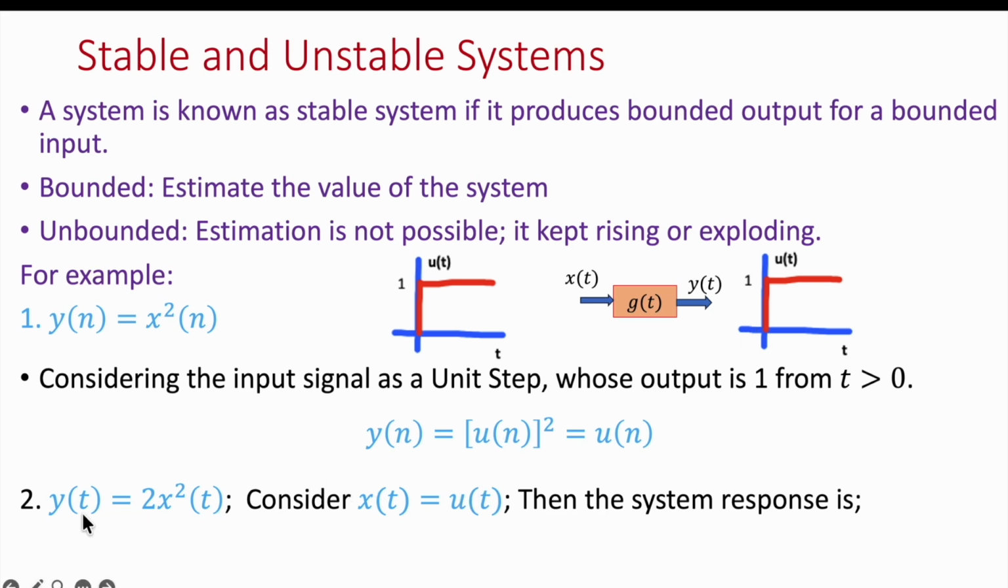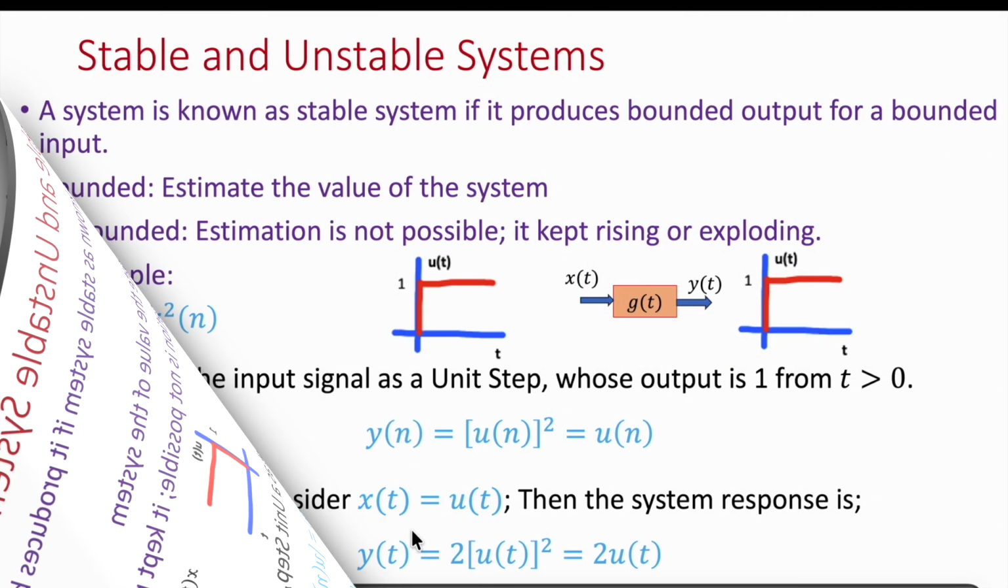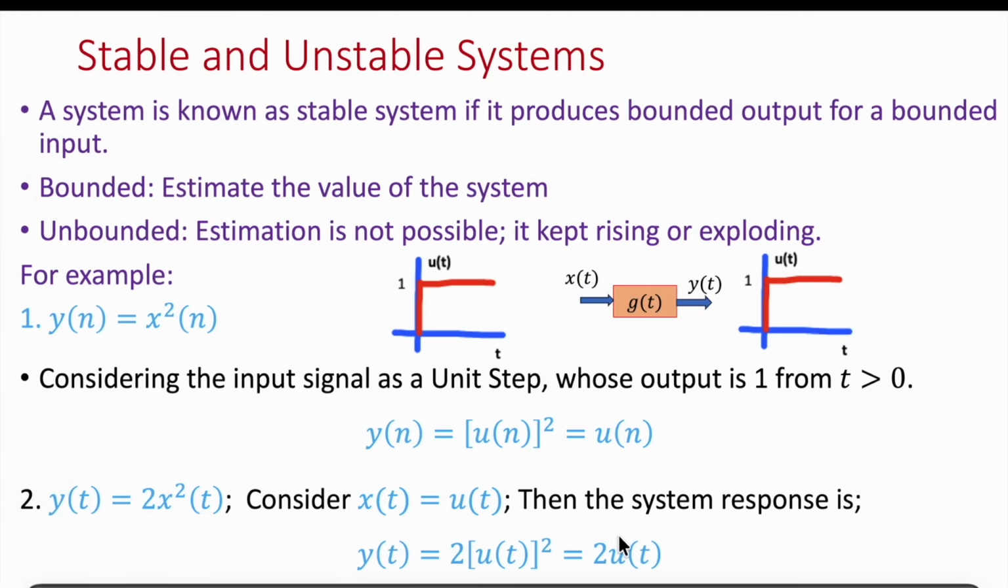The second example, y(t) = 2x²(t). You can again consider the unit step as the input. Whatever the input is, it will take the square, so the output is again a bounded output, only its amplitude is 2. So if you apply a bounded input and end up with a bounded output, then the system is a stable system.